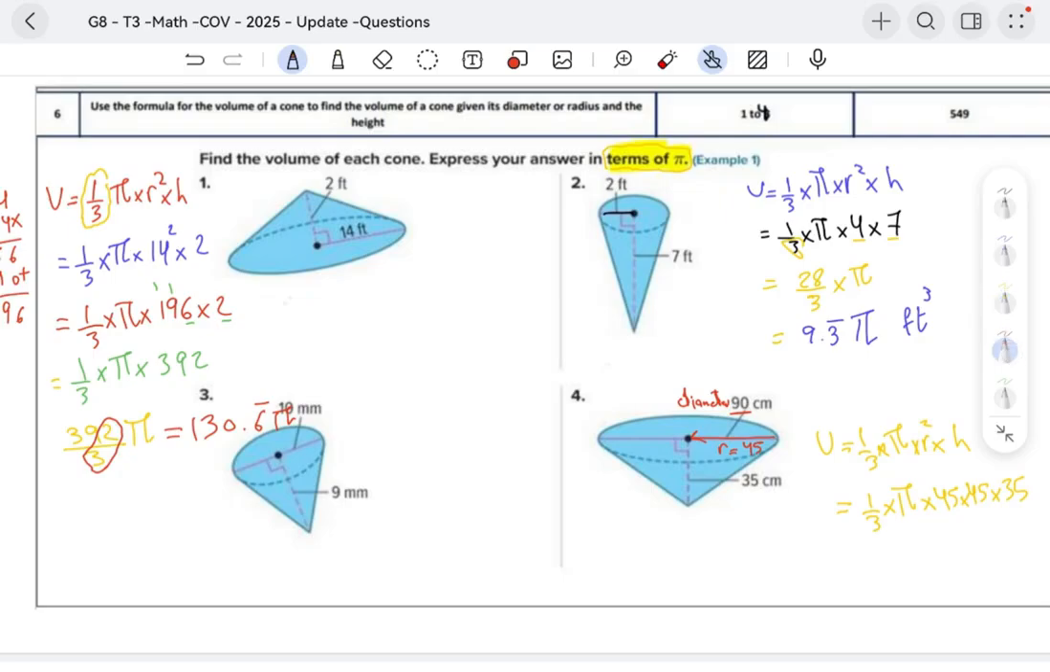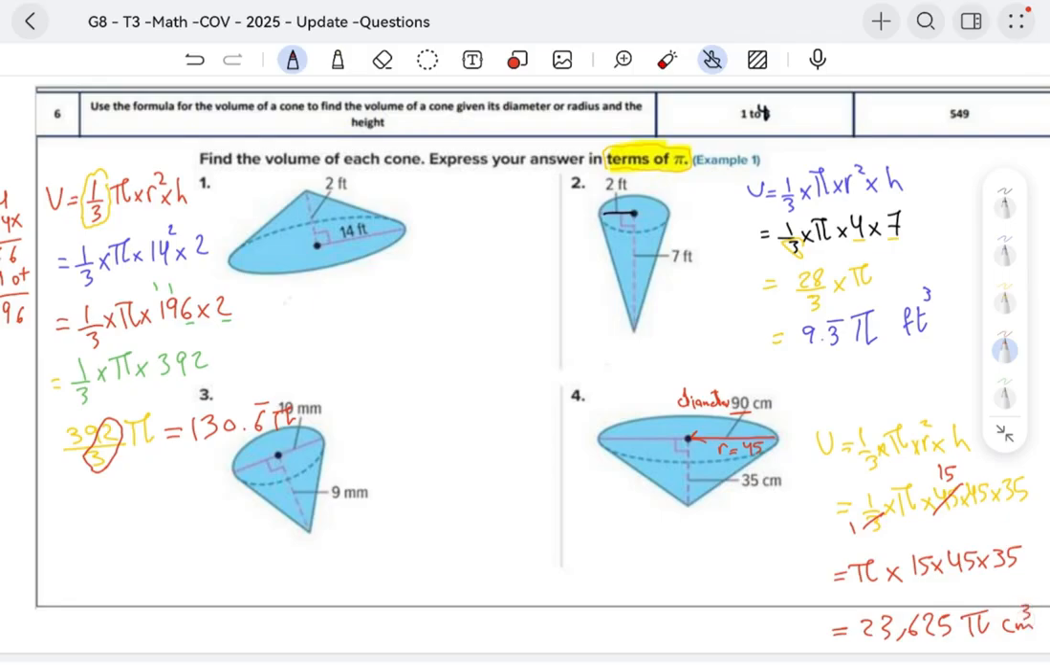I did that because I know we can simplify 3 with 45. 45 is a multiple of 3. So let's divide by 3, which gives us 1. 45 divided by 3, 30 divided by 3 is 10. And 15 divided by 3 is 5. So this is 15. Now we have to multiply pi times 15 times 45 times 35. The final answer will be 23,625 pi, and the unit is centimeter cubed.